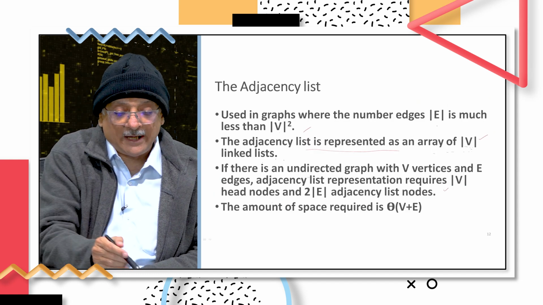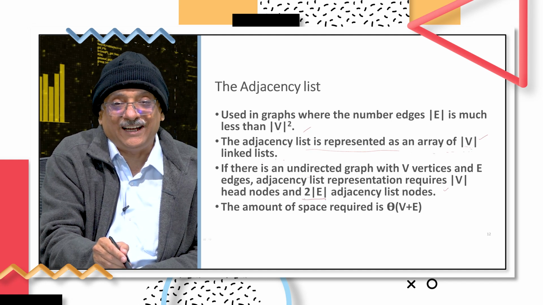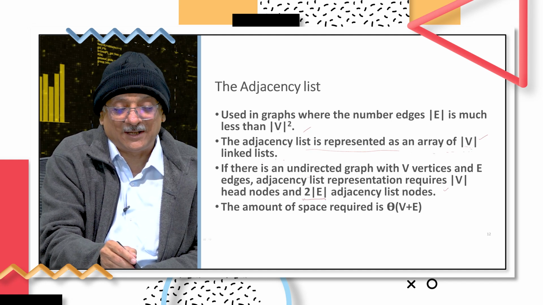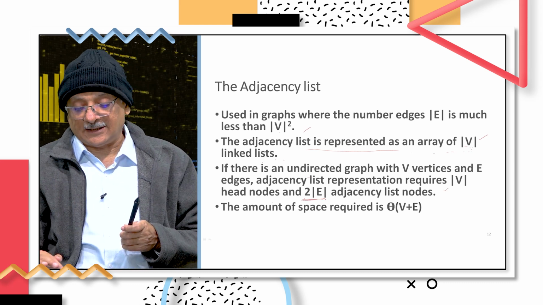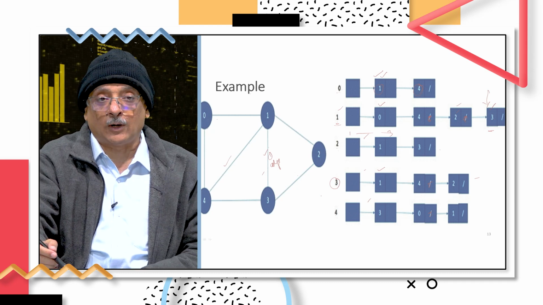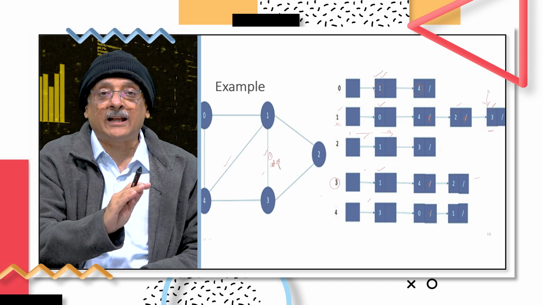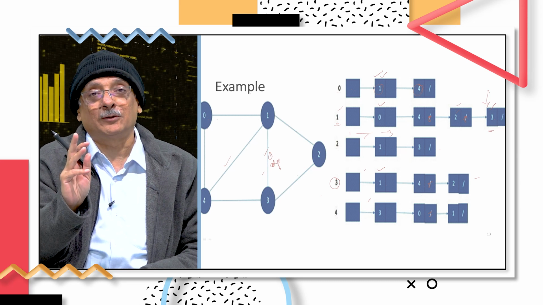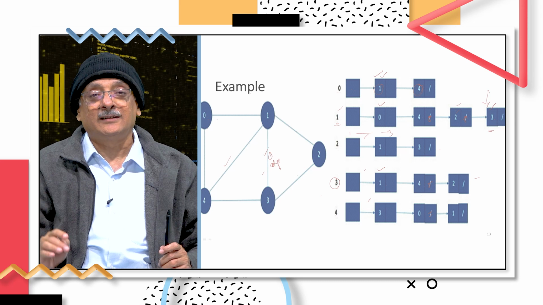That is why we said 2 times the number of edges. That is what it means. Each edge in this adjacency list is represented twice, because it is an undirectional link. Had it been directional, it would have been represented only once. So, that is where you need to make a distinction.